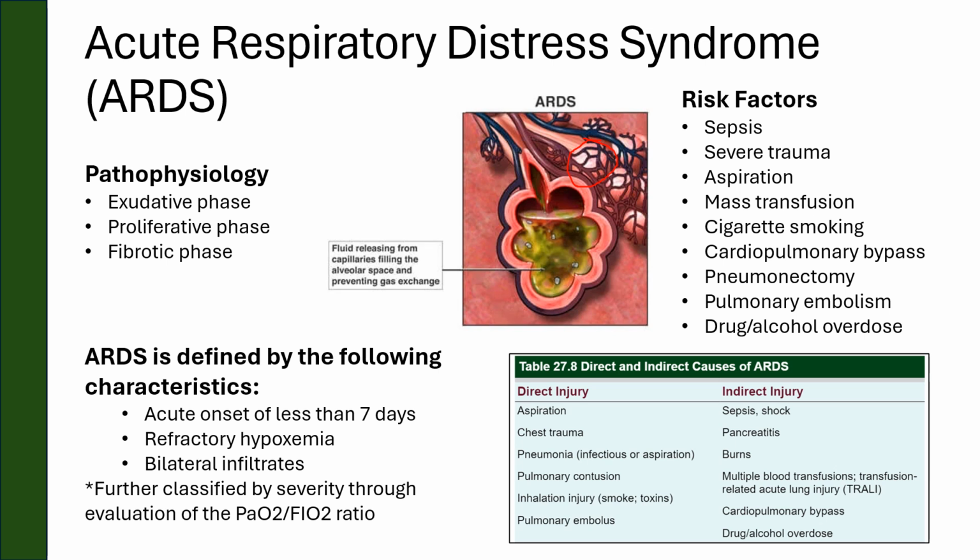So in this table here, I listed the risk factors, but we can have direct or indirect causes of ARDS. So direct injury to the alveoli membrane can be caused by aspiration, direct chest trauma, pneumonia, pulmonary contusion, smoke inhalation injury, or PE, pulmonary embolism. So all of these can lead to ARDS. Indirect injury can be sepsis or shock, pancreatitis, burns, and so on. So all of these causes can lead to ARDS.